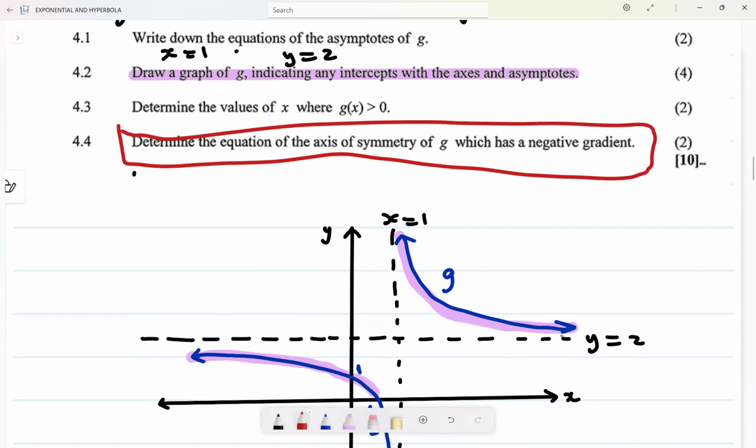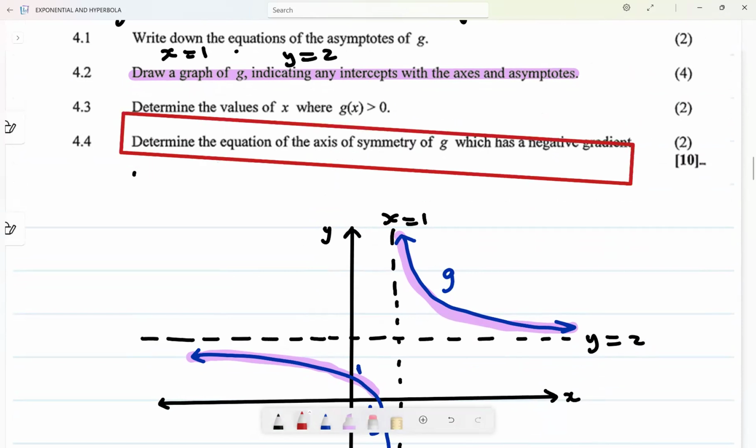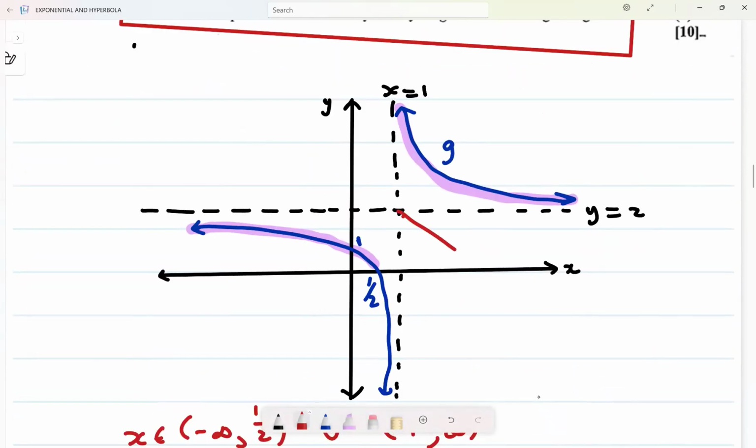And then they say to me, determine the equation of the axis of symmetry with a negative gradient. I know with a negative gradient, it's going to pass here. It's going to pass at the point of intersection here. It's going to pass there. And remember, what are the coordinates of the point of intersection? The point of contact is just x is equal to 1, and y is equal to 2.